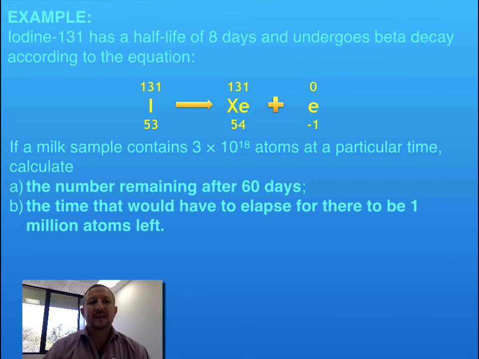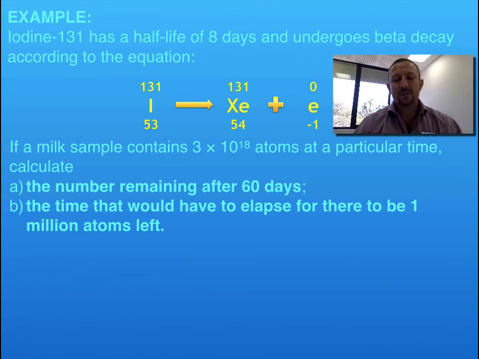So let's run through an example which will allow us to explain how this works. So we've got a sample of iodine-131, has a half-life of 8 days and undergoes beta decay according to the equation below. I-131 goes to xenon-131, and we are going to emit an electron. Now it says if a milk sample contains 3 times 10 to the 18 atoms at a particular time, we've got to calculate the number of atoms remaining after 60 days, and the time that would have elapsed after there have been 1 million atoms left.